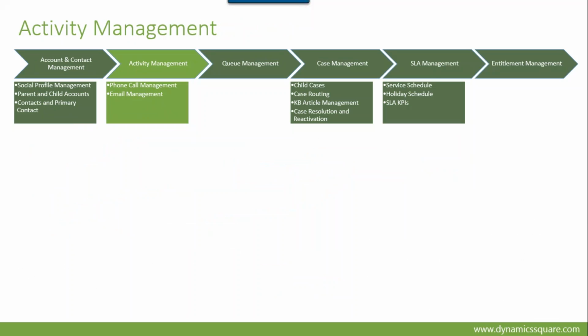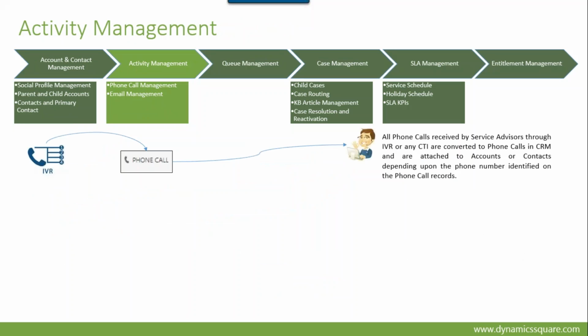Moving on, activity management is the next step in the cycle. All phone calls received by service advisors through IVR or any CTI are converted to phone call records in CRM and are attached to accounts or contacts depending upon the phone number identified on the phone call records.